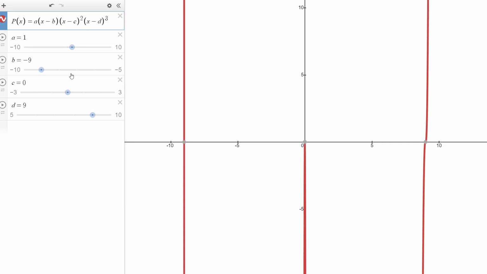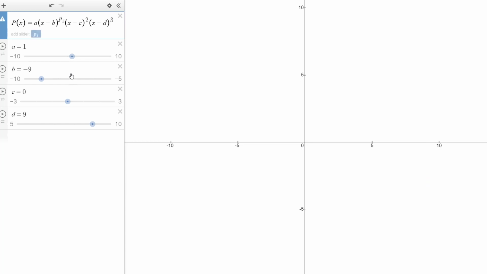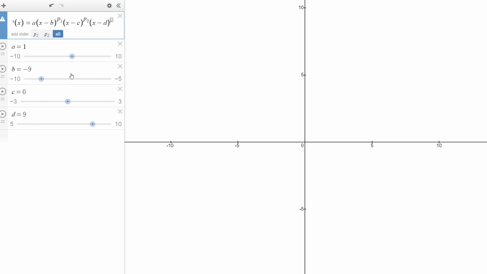And what I'm going to do is actually change these powers. So I'm going to raise this one to the power p. I don't know if I can do this and call it p sub 1, but I can. So we'll raise that to p sub 1. This will be raised to the p sub 2 power. And we'll finally do this one to the p sub 3 power.